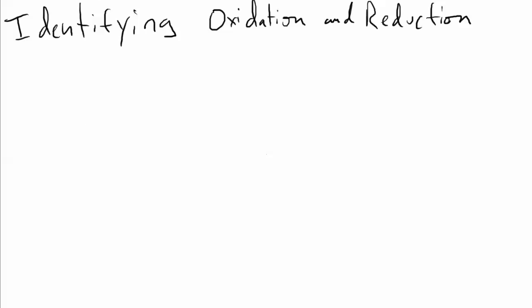In this video lecture, you should learn how to identify when oxidation and reduction happen in a chemical reaction, and you should be able to say what elements or compounds get oxidized and which get reduced.